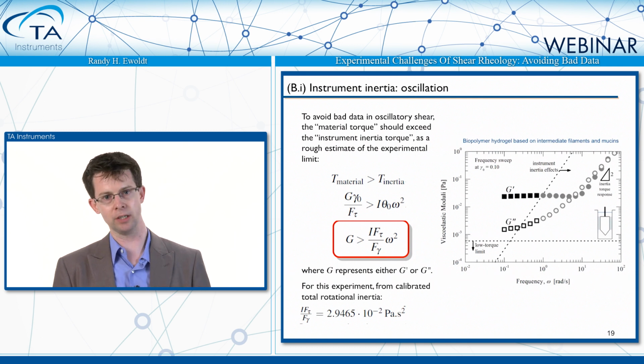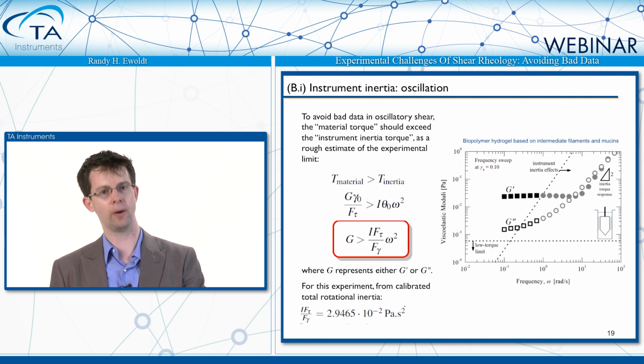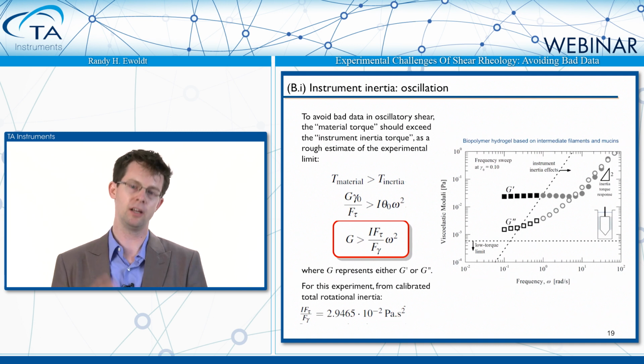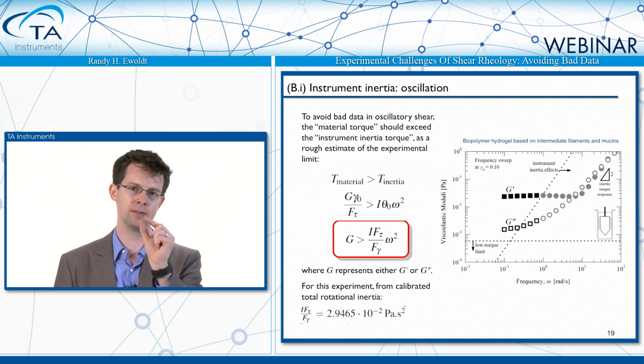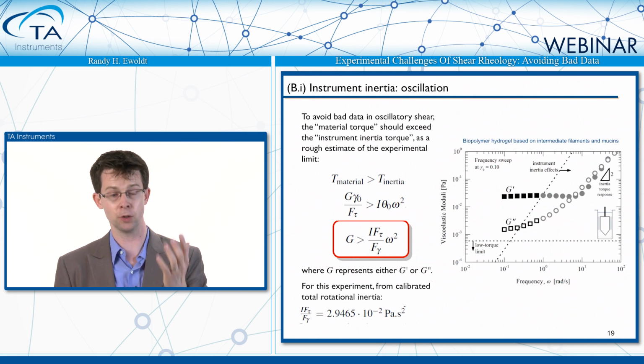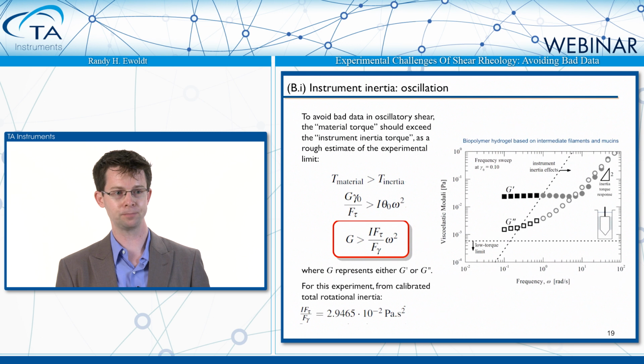And that happens, as we'll get to, because there are corrections that can be done. Even if the inertia is bigger than your material torque, you can subtract that out and calibrate that out, but that only goes so far. Eventually, even though you think you're doing a correction, you're subtracting something from a signal and you're looking for whispers inside of your signal, and eventually it's not good anymore. And so you'll still see that limit at some point.